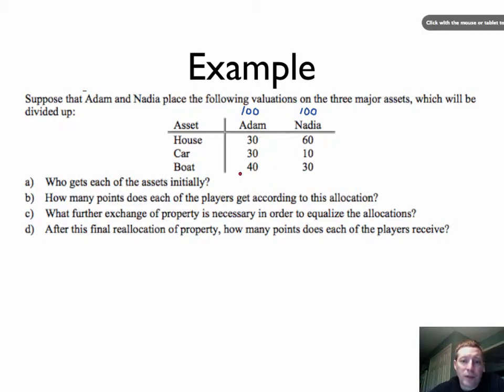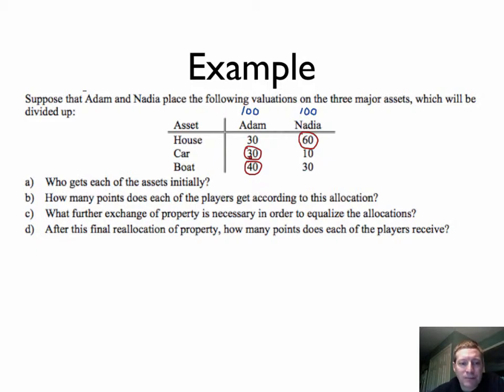So when you look at the house, clearly Nadia values the house more than Adam does because she put 60 out of her 100 points on the house. Adam only put 30, and so in this scenario, Nadia would win the house. She would essentially get that house because she bid more. Adam, on the other hand, apparently really wanted the car because he put 30 points on the car compared to Nadia's 10. So by comparison, Adam wants the car more, so he would get that. And then the boat, again, it's kind of close, but the boat would go to Adam.